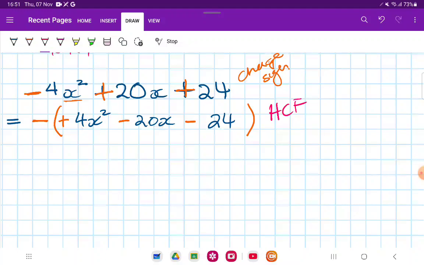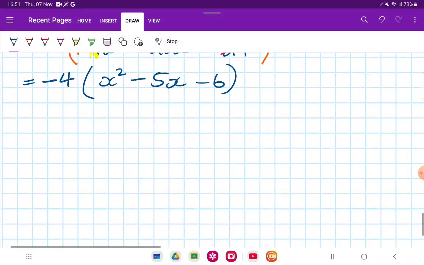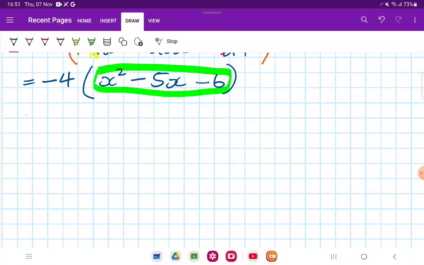So 20 does divide by 4. 20 is 4 times 5. And 24 should be 4 times 6. So what is the highest common factor? It is 4. So I'm going to take that 4 out. I have -4 on the outside. In the bracket, I have x squared minus 5x minus 6. That's awesome. Now I'm going to factorize this bracket only. So this on the outside is done. I'm not touching it again.